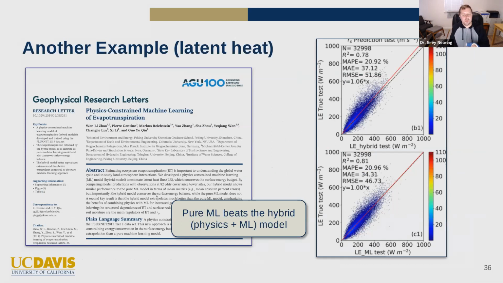Okay, 3 more examples from the literature, 1 slide each. This is from Pierre Gentine's group at Columbia. He used a physics-constrained neural network to predict latent heat fluxes. He found the same thing. Pure machine learning wins over the hybrid physics machine learning model.